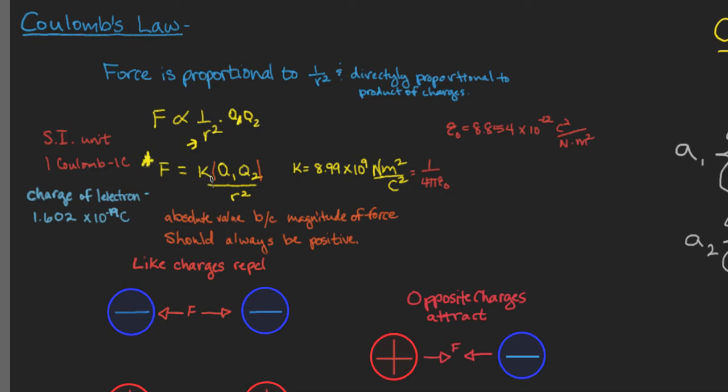where K is this constant here, 8.99 times 10 to the 9th newtons meter squared per Coulomb squared, which equals 1 over 4 pi epsilon naught, where epsilon naught is the permittivity constant of free space or vacuum. So the SI unit for charge is going to be the coulomb, named after the scientist himself. Roughly, the charge of an electron is 1.602 times 10 to the negative 19 coulombs.